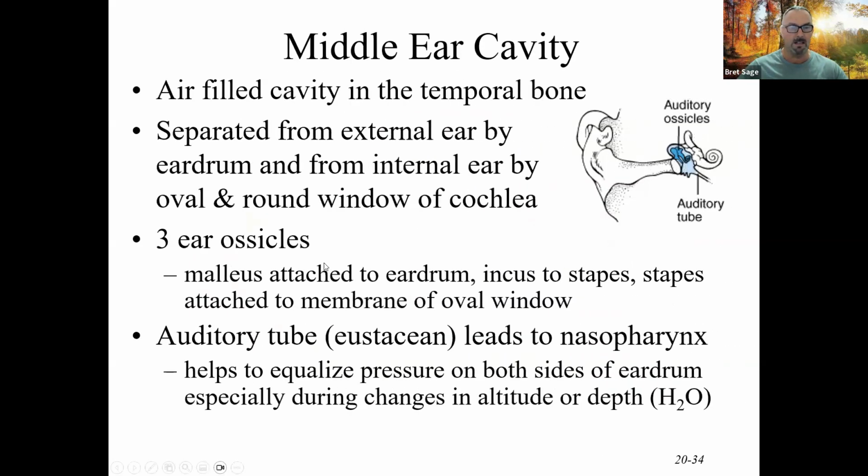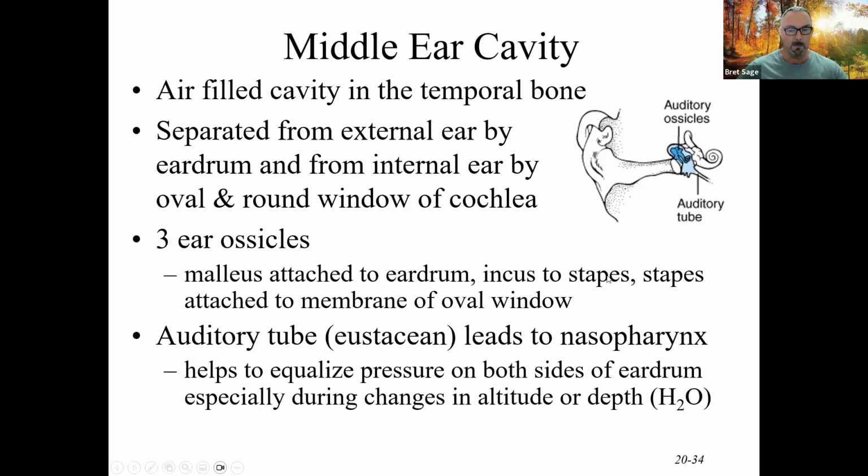Okay, the middle ear cavity. It's an air-filled cavity within the temporal bone. It's separated from the external ear by the eardrum and from the internal ear by the oval and round window of the cochlea. I'm going to be showing you those here in a bit. There are 3 ear ossicles, which means tiny bones. The malleus is attached to the eardrum.